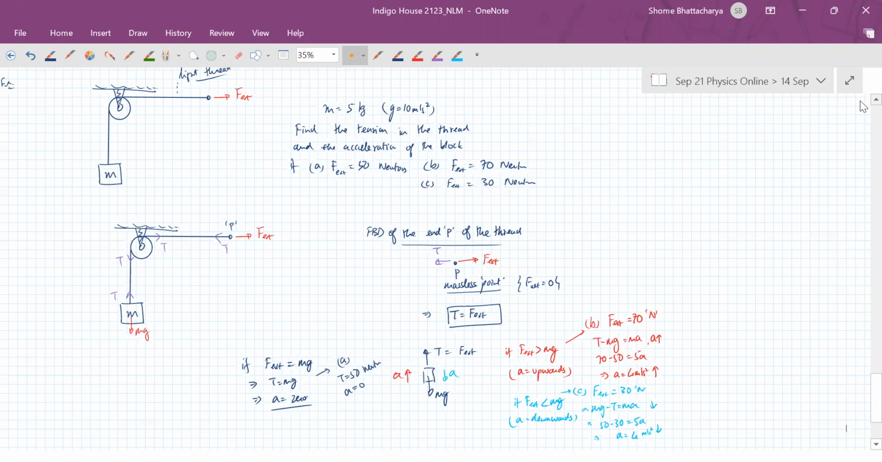Okay, sir, understood. In all the three cases ABC, the weight of the block mg is the same. It's 50 newtons. But in one case, I'm applying a force of 70 newtons. So tension is more than weight. So the block ends up accelerating upwards.